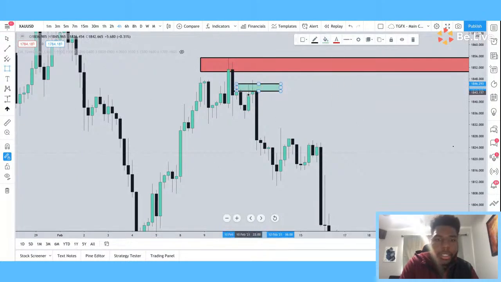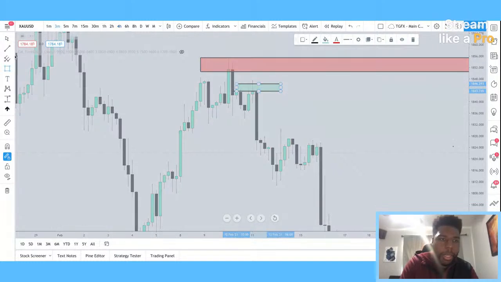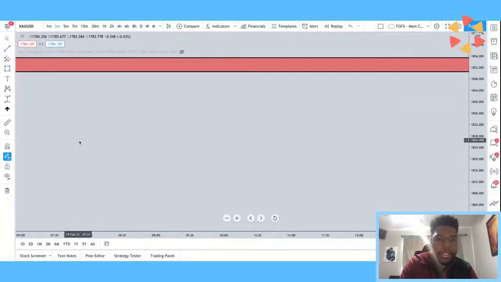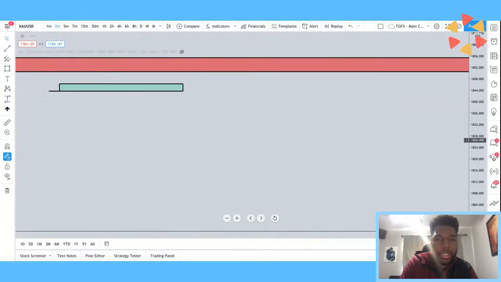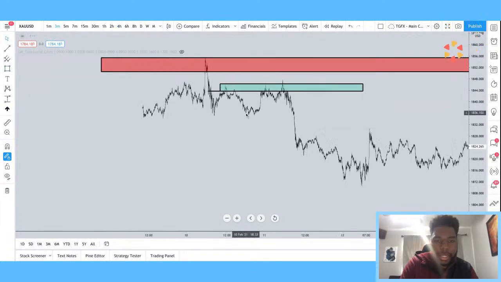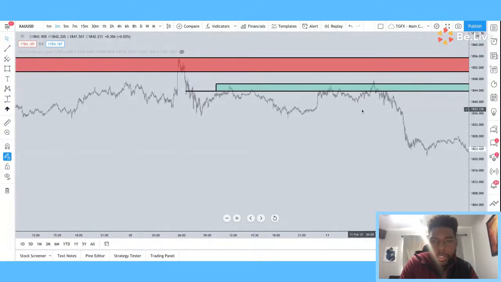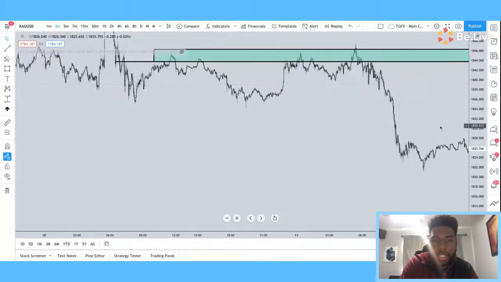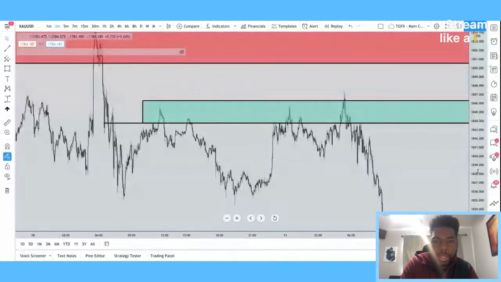And basically, I want to see a retest to this zone. Then I want to see a transition on the 3-minute or the 1-minute. Now, this is literally all I do. And if you guys can grasp this concept, you can make very, very good profit trading this strategy.